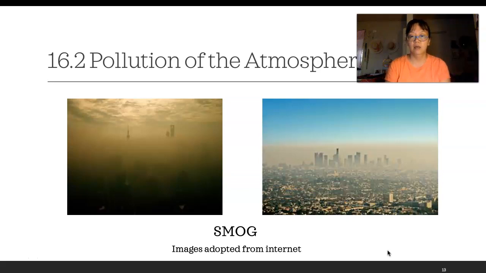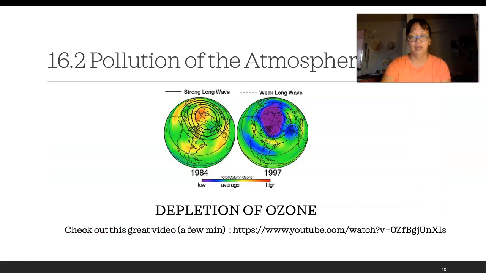And the second type I want to discuss is smog. Smog is a word combining smoke and fog. You can see the bad air quality in these two pictures. They greatly reduce the visibility of the air, and there are a lot of very active, harmful chemicals floating around in the atmosphere. That is very bad for human health.